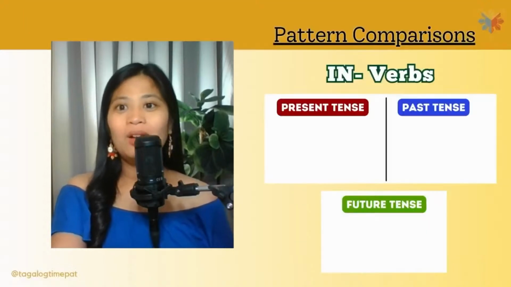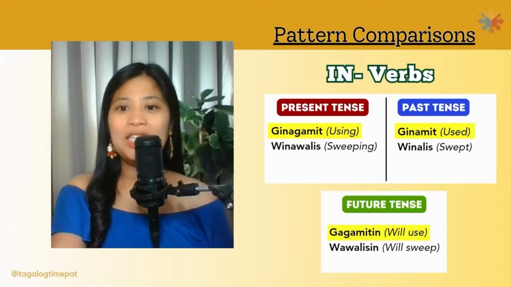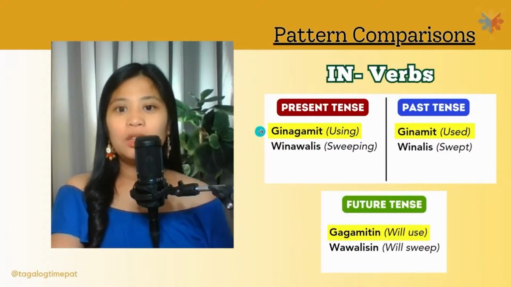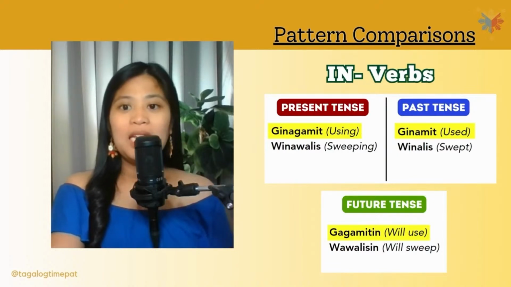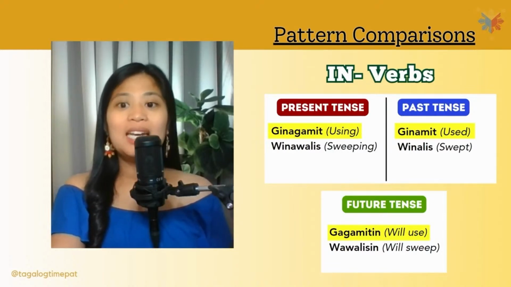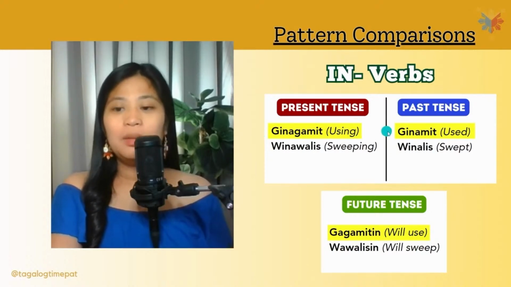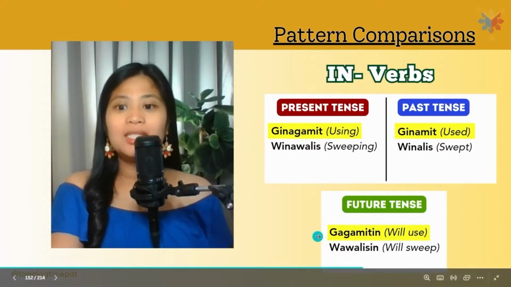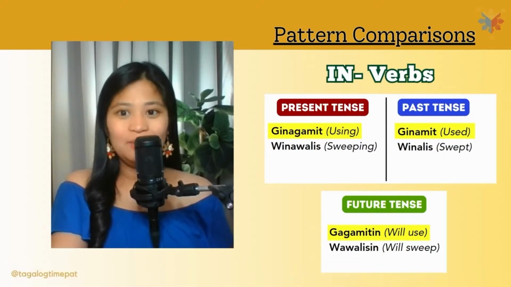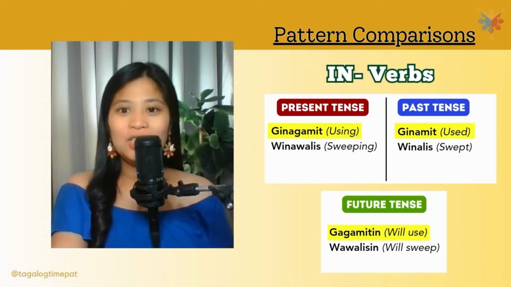Let's compare all of the conjugation patterns for in verbs. We'll just take a look at the ones highlighted in yellow. So gamit means to use. In the present tense, it's ginagamit, using, ginagamit. In the past tense, it's ginamit, used, ginamit. And then the future tense, gagamitin, will use, gagamitin. So very interesting there.